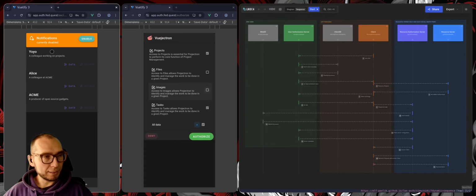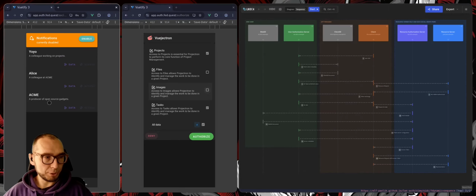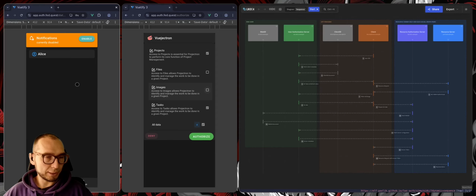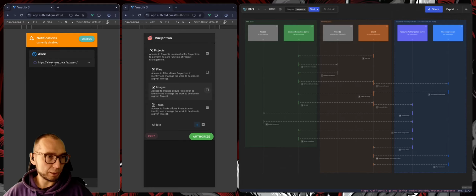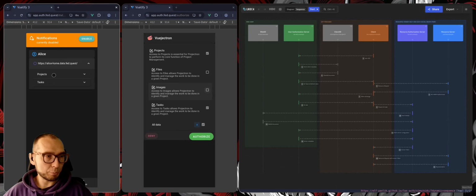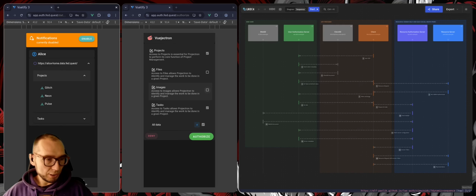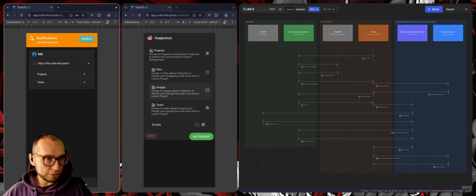And more importantly, we have a social graph with 3 other peers, Yo-Yo, Alice, and Acme, who also share some data with us. So for example, we can take a look at Alice shares data from one pod, and there are just some projects and tasks of those projects. So now we can take a look at the authorization screen again.